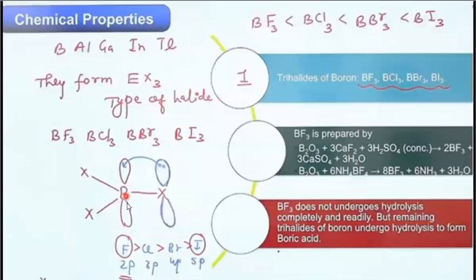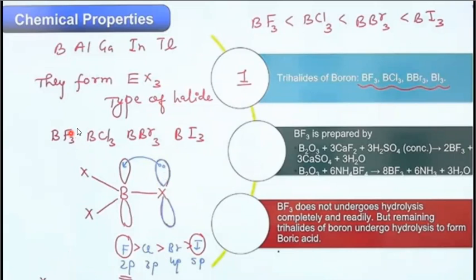The 2p empty orbital of boron and the 2p filled orbital of fluorine. That means both the orbitals are of almost the same size. So in back bonding, the fluorine can donate its lone pair to the empty orbital of boron. Fluorine can easily donate its lone pair to the empty orbital of boron because of almost similar size, 2p of boron and 2p of fluorine.